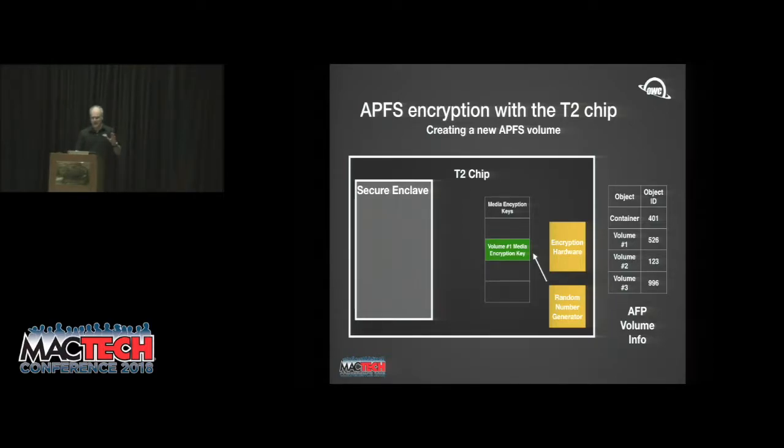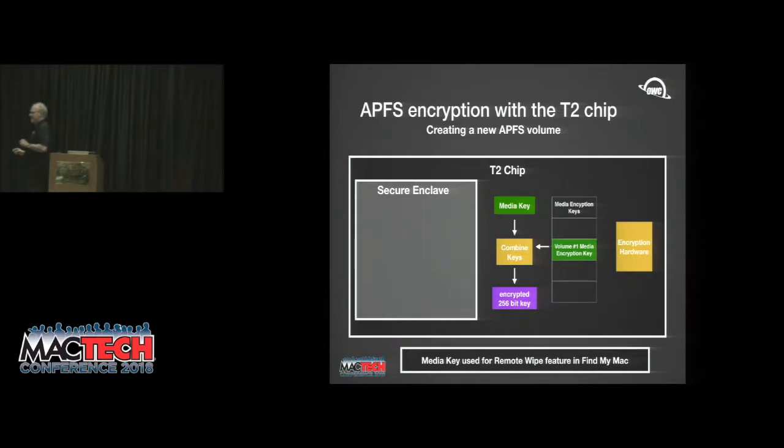Then something really interesting happens. This key gets combined with a media key. And the media key, it's not a media encryption key, it's a media key. It's an Apple-specific key. It's in the T2 chip. It's not in the secure enclave. It's just sitting there. It doesn't do anything except it implements the remote wipe feature in Find My Mac. So that key has to be there. If that key changes, then when you bring in your other key and mix the two, you're going to get the wrong media encryption key, right? So that sort of happens before it gets to the secure enclave.